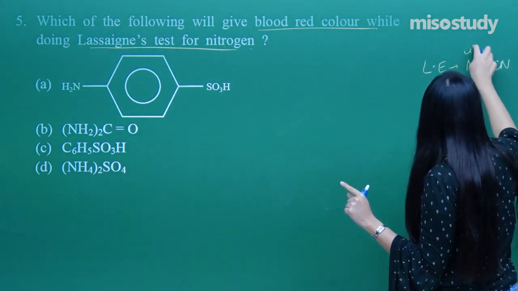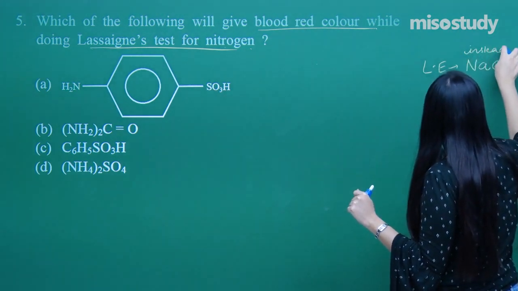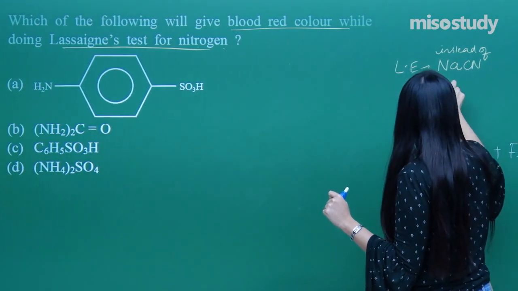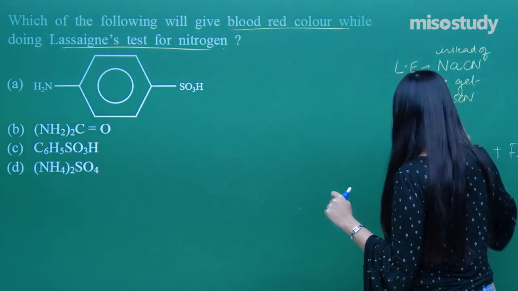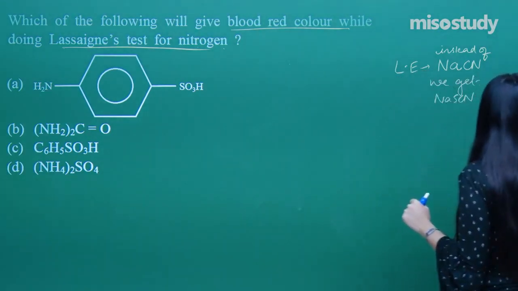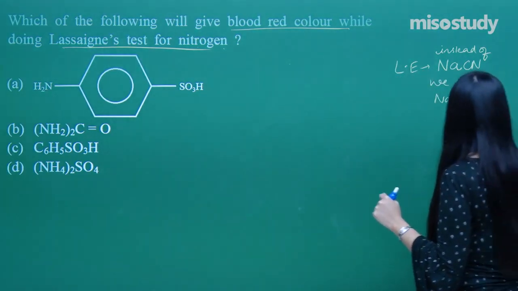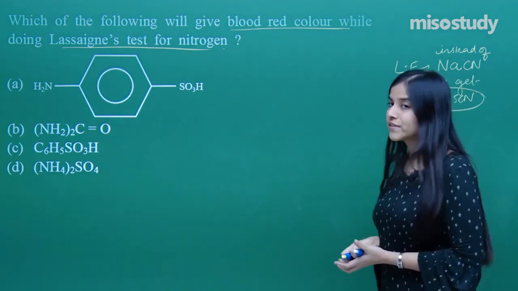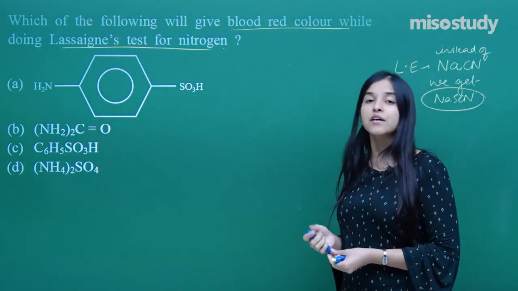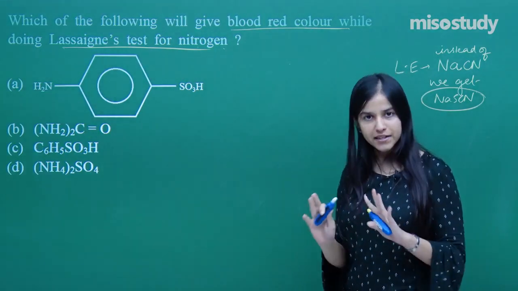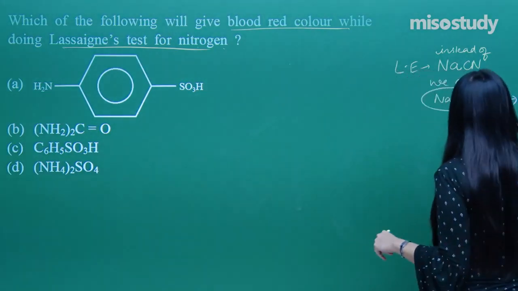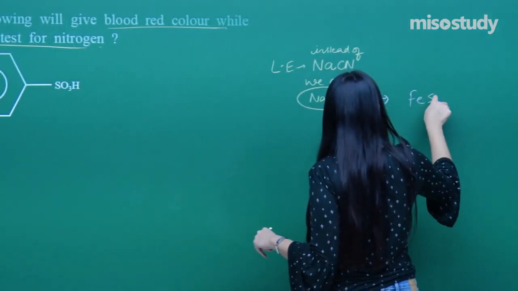not NaCN, instead of NaCN we get NaSCN, right? Sodium thiocyanide we get. Okay, so due to the presence of the sodium thiocyanide, we get the blood red coloration, not the Prussian blue. Clear? So, what is formed in this case?